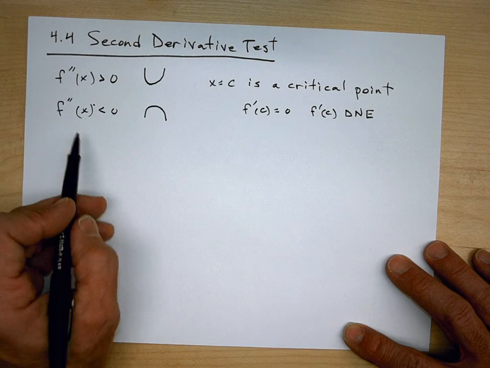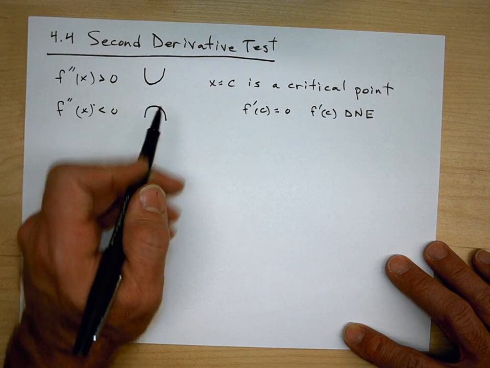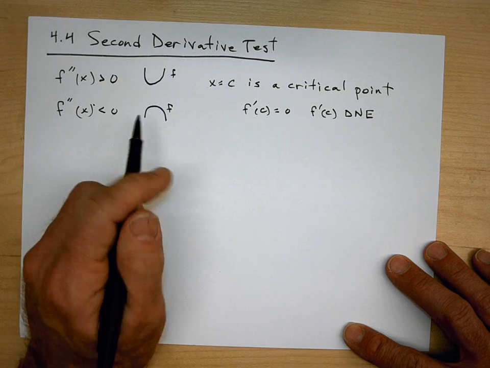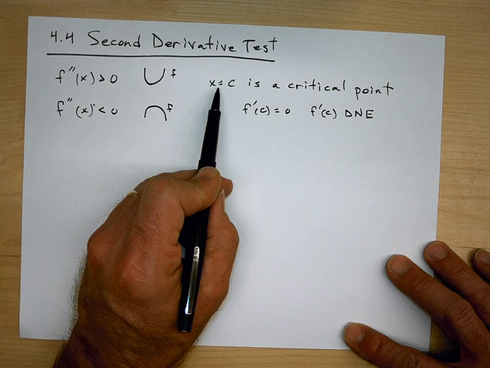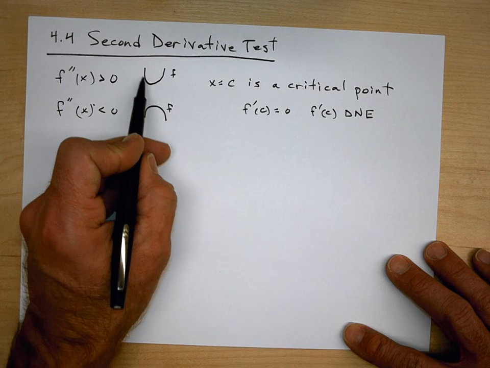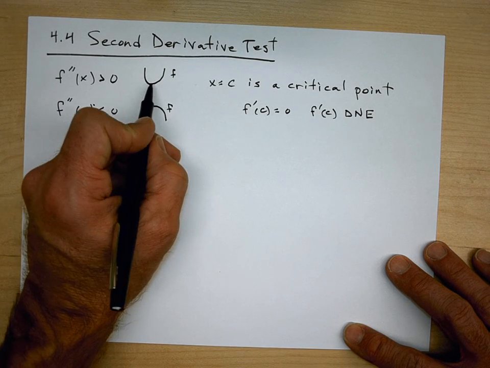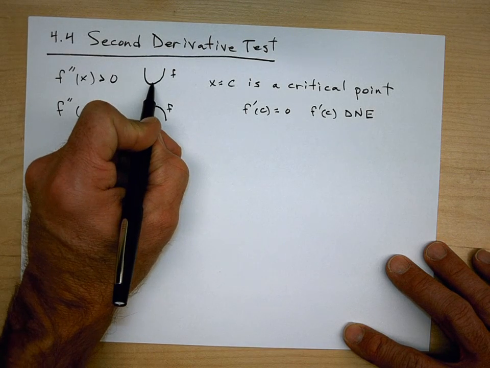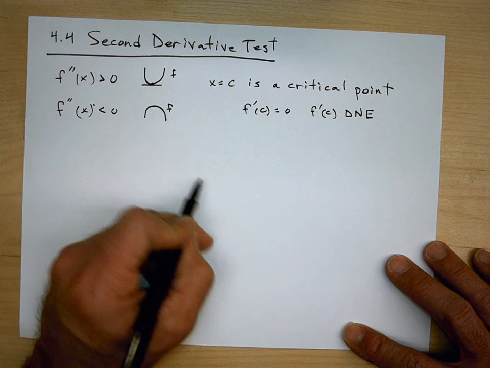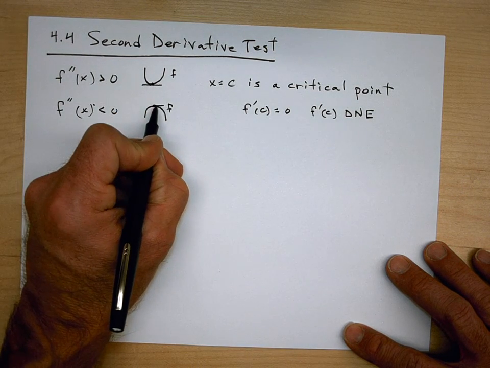So we want to look at how we could use this idea, remember, this is the shape of f. We can get that from f double prime. We can use this shape in order to determine if our critical point is a max or a min. And it's really pretty simple. If you look at this, the critical point is going to be down here, where it's going to be 0, or up here.